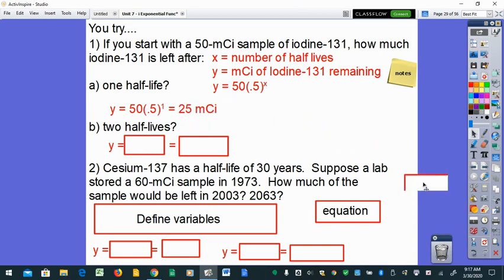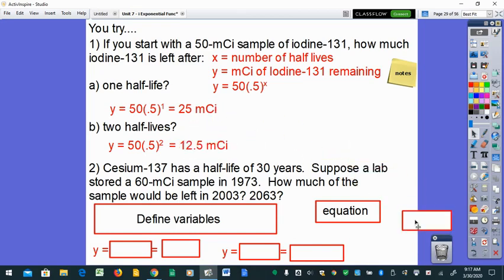And you should see there's 25 millicuries left, which makes sense. 1 half-life would cut that in half. So it goes from 50 to 25. Now after 2 half-lives, it would be 50 times 0.5 raised to the second power, and you're going to see it's 12.5 millicuries. And so you can kind of see that every half-life is taking away half of the substance and half of it remains. Now let's read number 2.